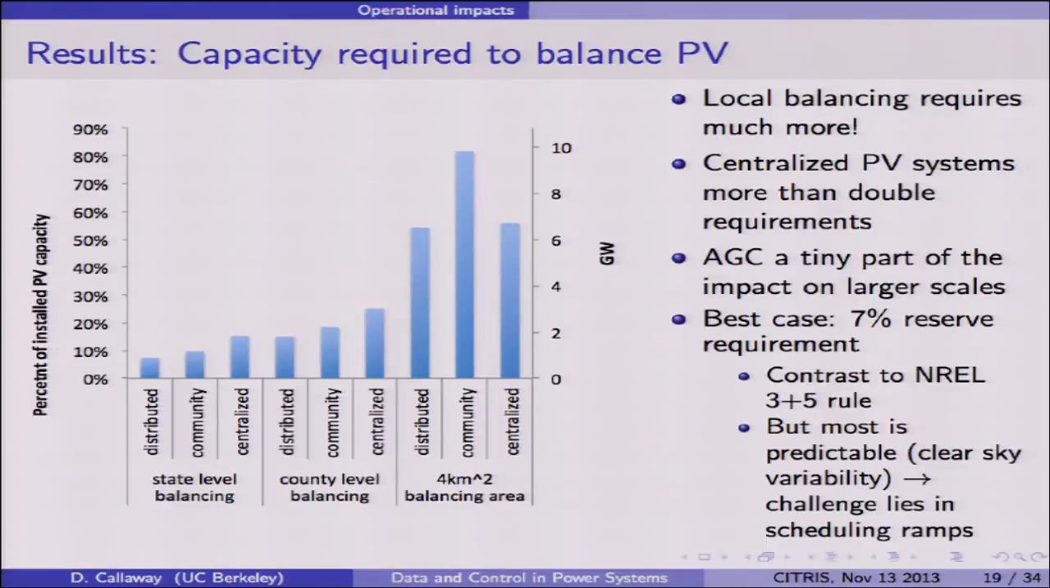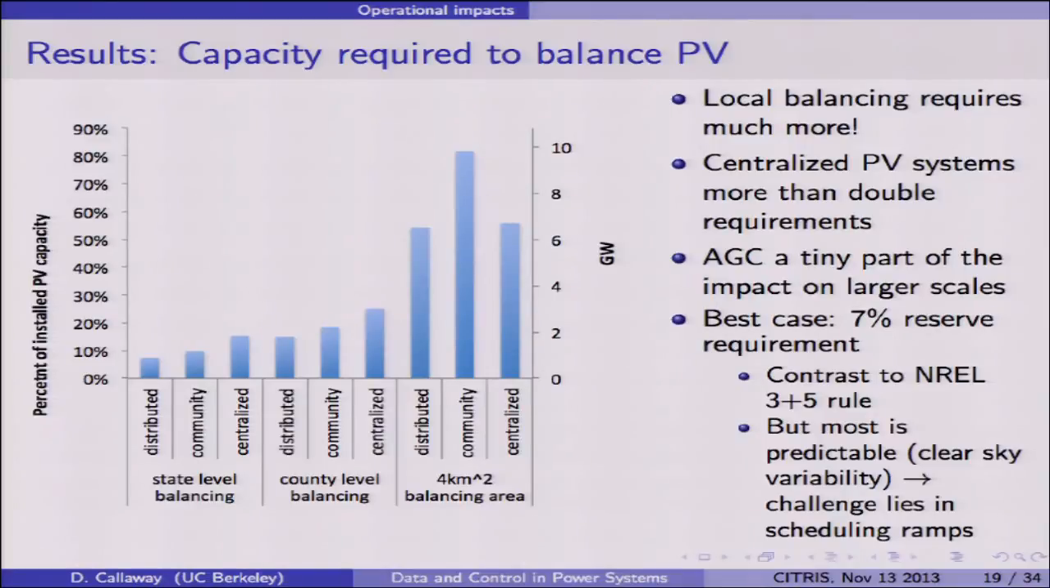And then we also said, well, what if we actually balanced within each 4 square kilometers? So we had an ability, either with storage or distributed generation, to perfectly balance out that variability within each 4 kilometer square block. And you can see that there's an enormous impact in terms of how much is required.